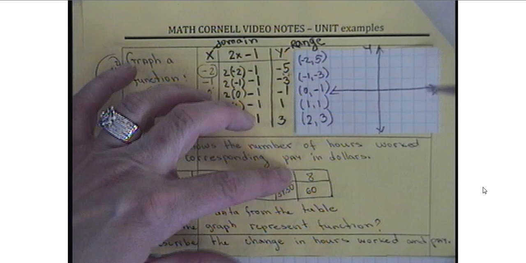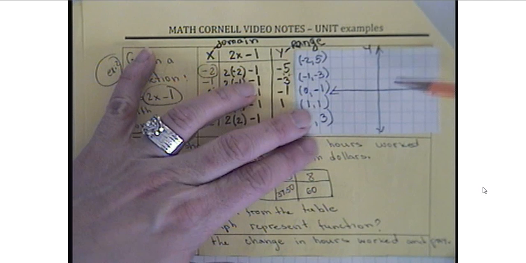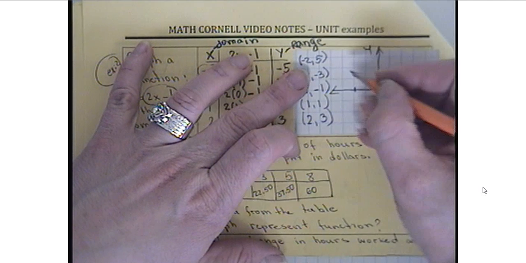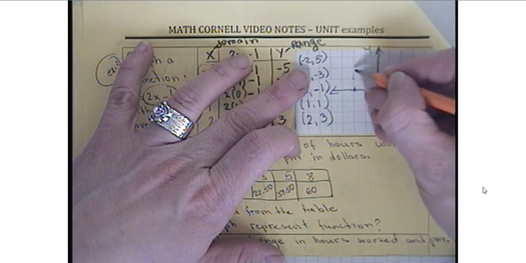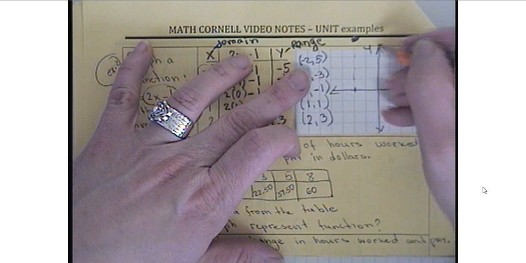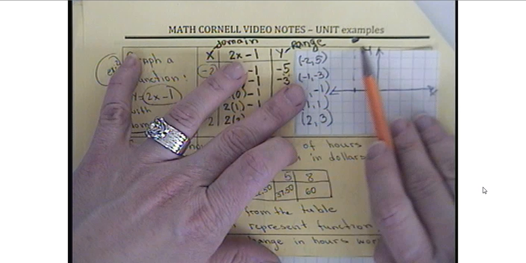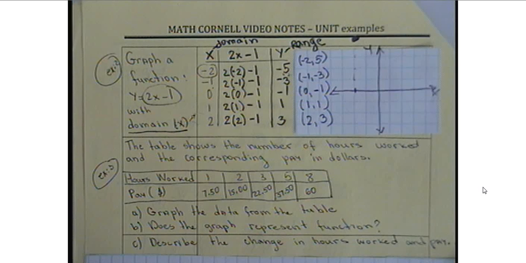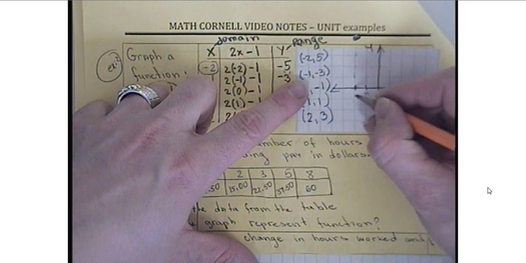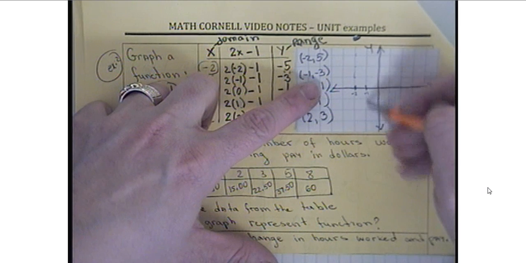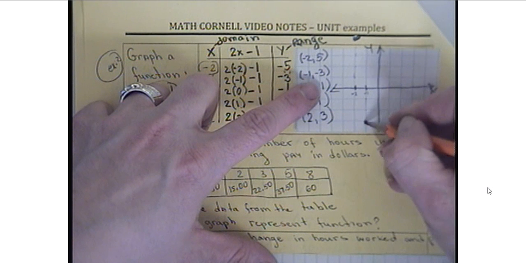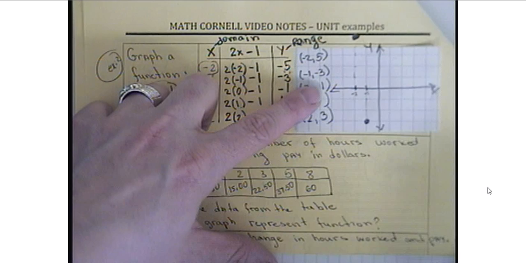Hopefully we will have enough room here. So the first one, x is negative 2, which is right here, and y is negative 5. So we have 1, 2, 3, 4, 5 jumps. That will be my first point. It's a little bit out of the graph, but that's okay. So we have 1 point here. Next point is negative 1 for x, which is again here, and then we have negative 3 for y, which means we are going down. So we have 1, 2, 3 jumps down here. This is my second point.